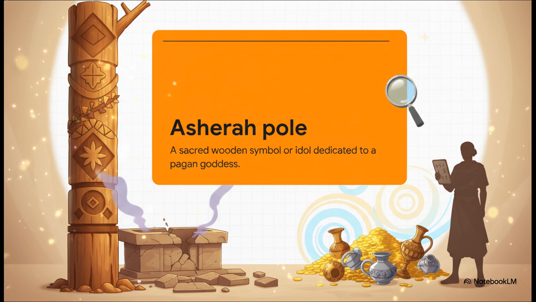Let's clarify exactly what Maacah had made. It was an Asherah pole. Basically, an Asherah pole was a sacred wooden symbol or idol dedicated to a pagan fertility goddess, which was completely, 100% forbidden by the laws of Moses. So, by chopping it down and burning it, Asa was drawing a hard, uncompromising line in the sand.